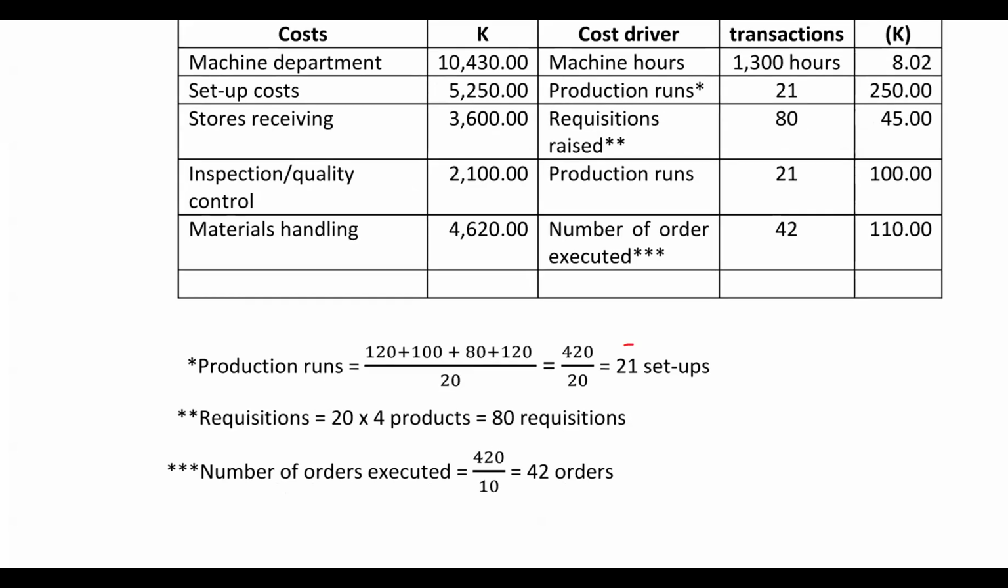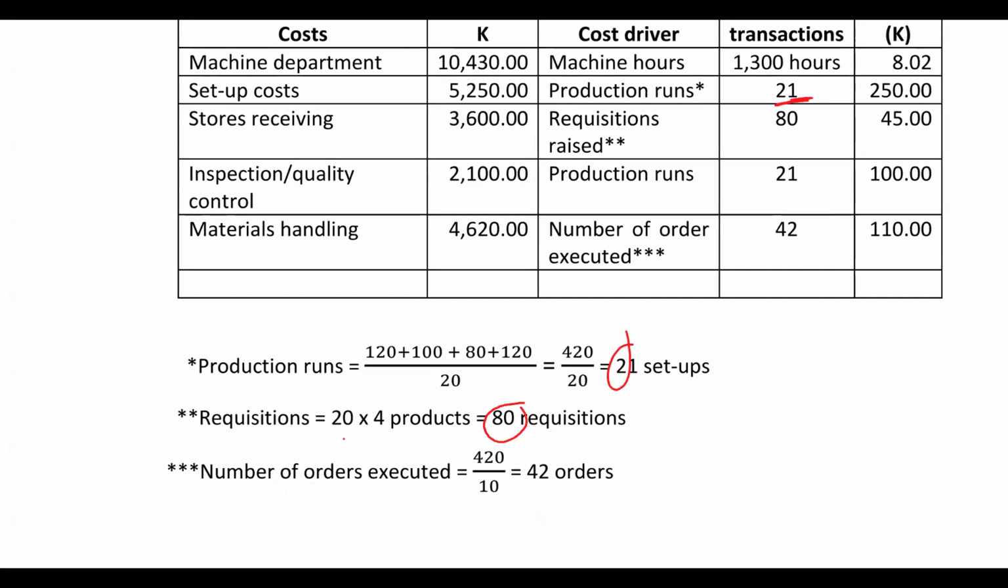There are 21. Then for the number of requisitions, we are told that there are 20 requisitions for each product. That's what the question said. So you just multiply 20 requisitions times the number of products. The number of products is 4, so 4 times 20 gives you 80 requisitions altogether.